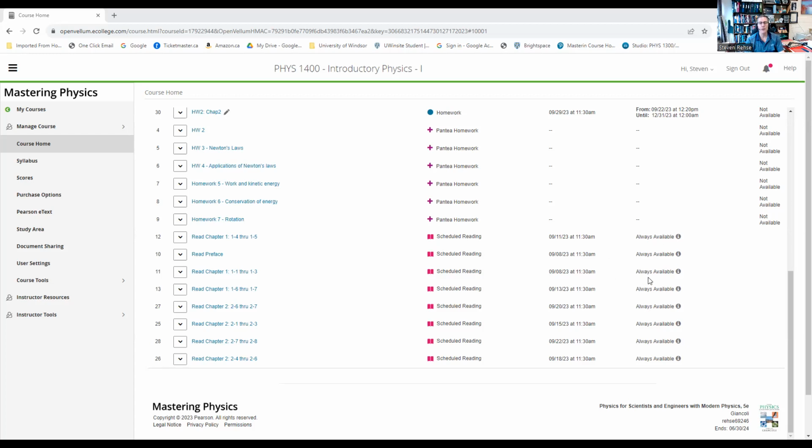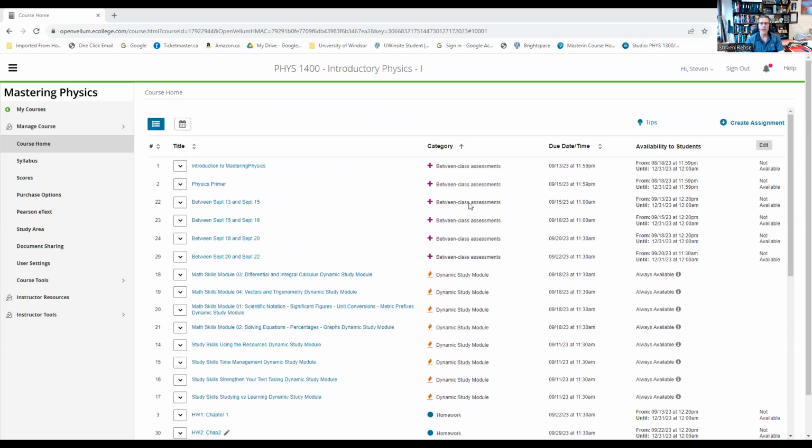These things will always be available, so you can, of course, always go back. You have access to the ebook, so you can read anytime you want. Then there's going to be these between class assignments. And the way I have them set up, it looks like some of these are going to become available already starting August 18th. So starting August 18th at midnight, so I guess that's probably August 19th, that'll be Saturday morning, these things will be available for you.